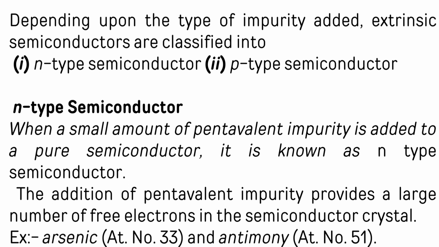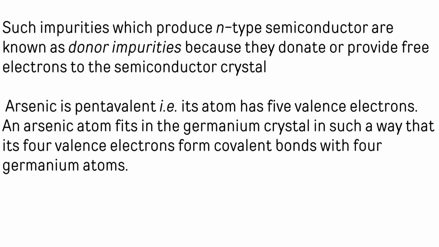N-type semiconductor. When a small amount of pentavalent impurity is added to a pure semiconductor, it is known as an N-type semiconductor. The addition of pentavalent impurities provides a large number of free electrons in a semiconductor crystal. Examples are arsenic and antimony. Arsenic has atomic number 33, whereas antimony has atomic number 51. Such impurities which produce N-type semiconductors are known as donor impurities because they donate or provide free electrons to the semiconductor crystal.